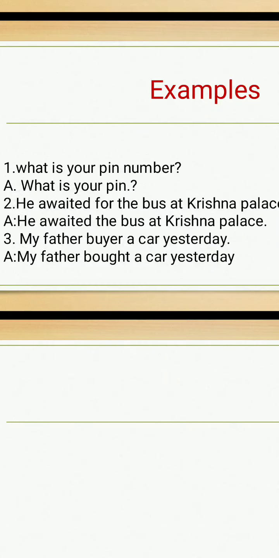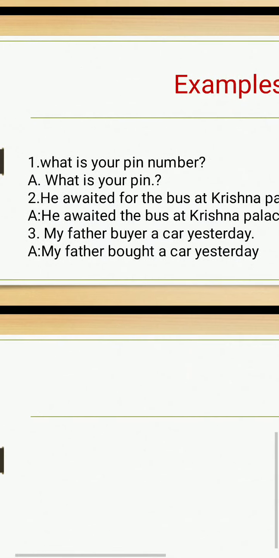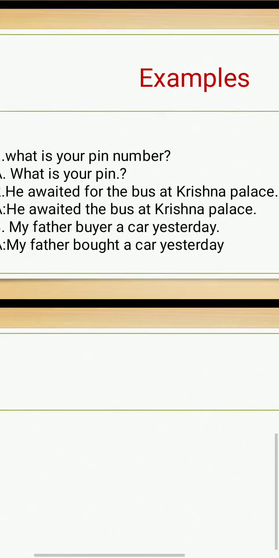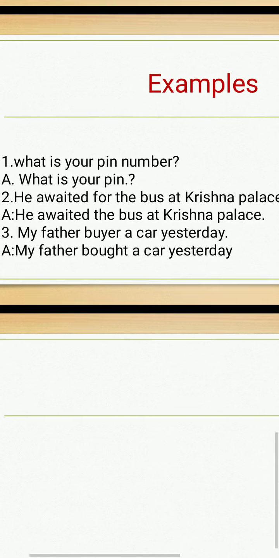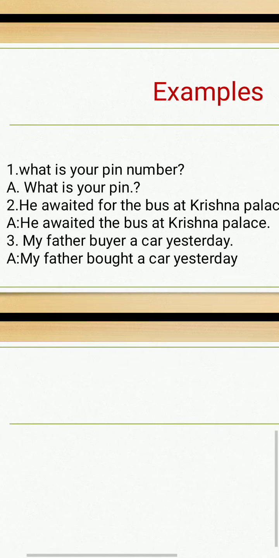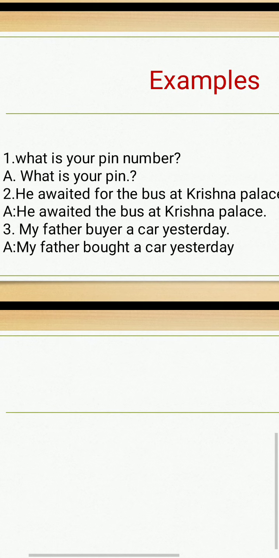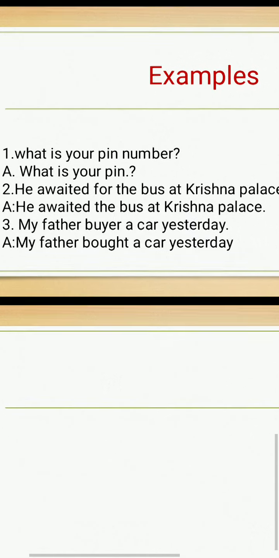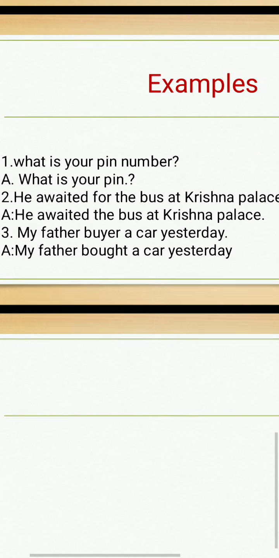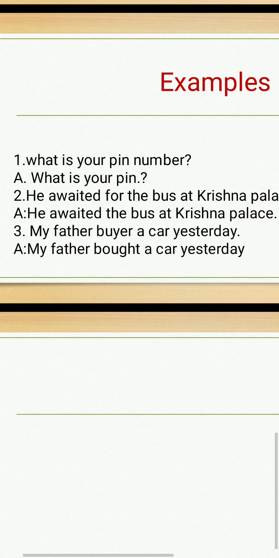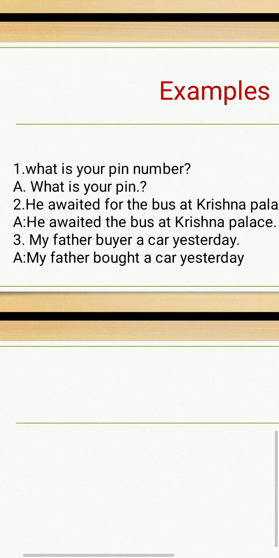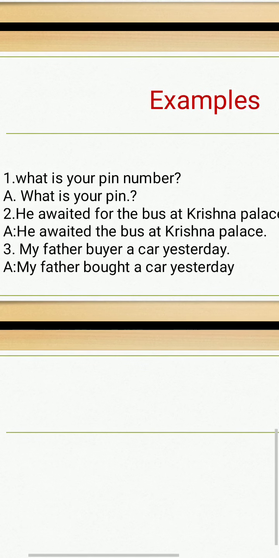Or, he waited for the bus at Krishna Palace. Wait takes the preposition for after it, and for that reason you can write, he waited for the bus at Krishna Palace. In writing answers, you can write either the first one or the second one. Both are correct, but awaited never takes any preposition after it, and waited definitely takes the preposition for after it.